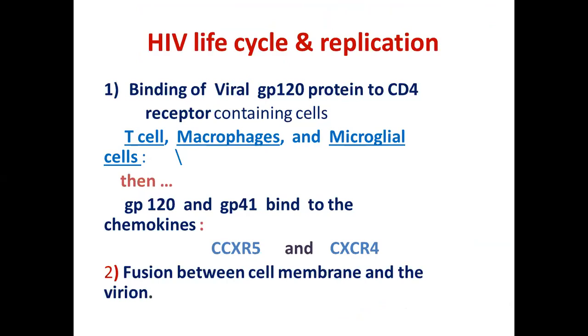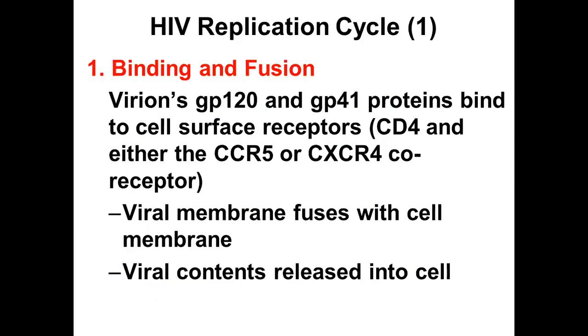Now remember that in the life cycle and replication, there is a binding. You should know that the binding site of the virus is GP120. Another MCQ question, okay? And the cells which it can attach to are T cells, macrophages, or microglial cells. Once it is attached to CD4 via GP120, then GP41 will bind to the chemokine receptors. The important chemokine receptors involved, you should remember, are CCR5 and CXCR4. The fusion between the cell membrane and the virion is through these.